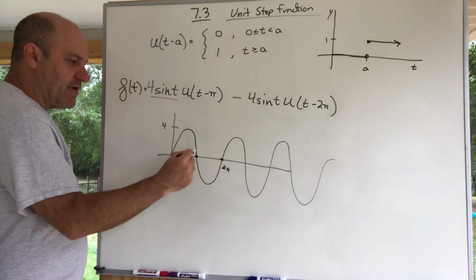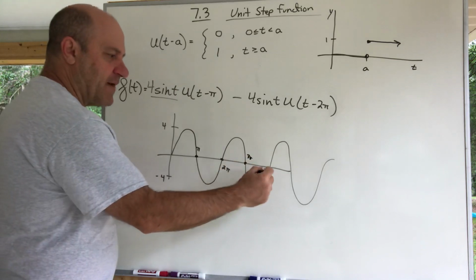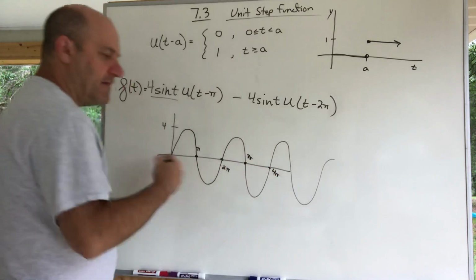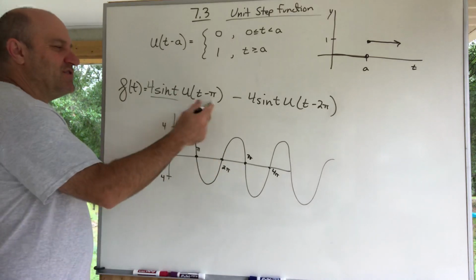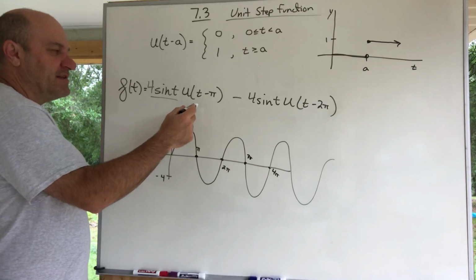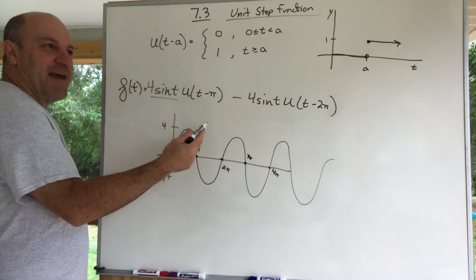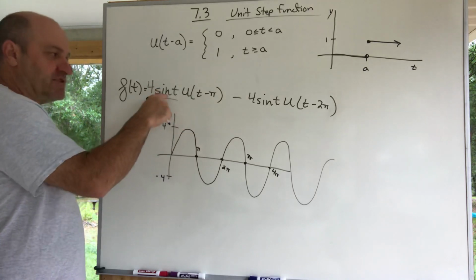That means it's here at pi. There it is at 3 pi and 4 pi and so forth. Okay, that helps. It helps to know what you're doing a little bit. Now, what is this unit step function going to do? Remember, it starts off as a 0. It's a 0 until you get to pi. Then this gets turned on.